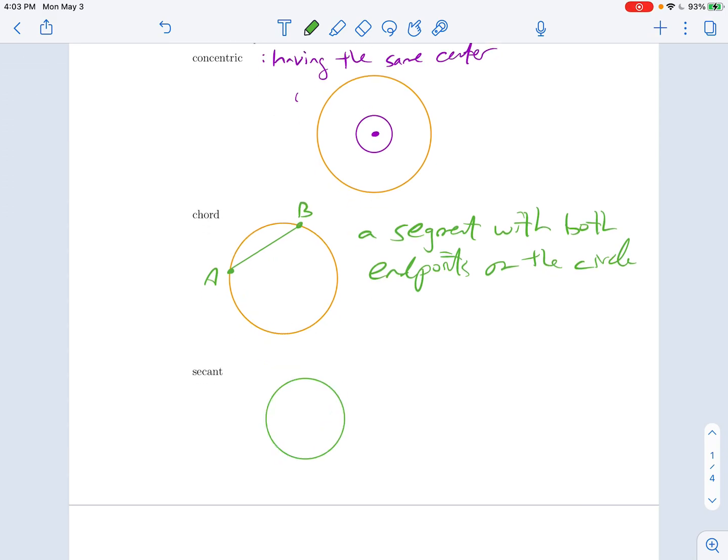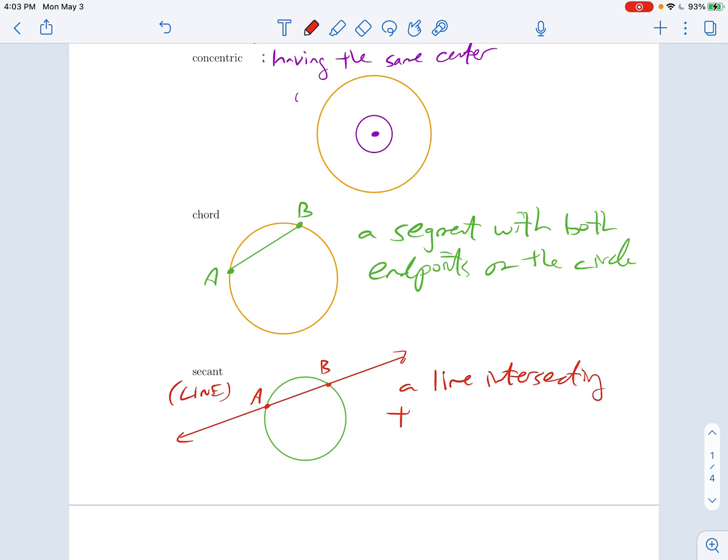If I take a chord and extend it, I get a line called a secant. So something like this we would call a secant line, or just secant. It's a kind of line, and it's a line intersecting the circle in 2 points. You can sort of think that we're moving along this line. There's a point where we enter the circle and then a point where we exit the circle as we keep going. Chords and secants are very closely related, but one is a segment and one is a line.